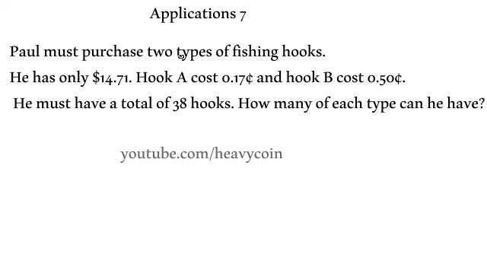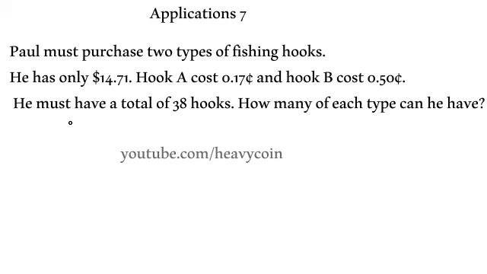Paul must purchase two types of fishing hooks. He has only $14.71. Hook A costs 17 cents and hook B costs 50 cents. He must have a total of 38 hooks, so he must be setting out a trot line or something. How many of each type can he have? Maybe this should say how many of each type can he purchase. But anyway, let's set up the equations.